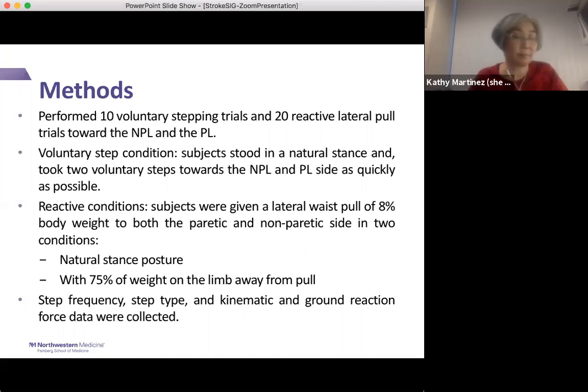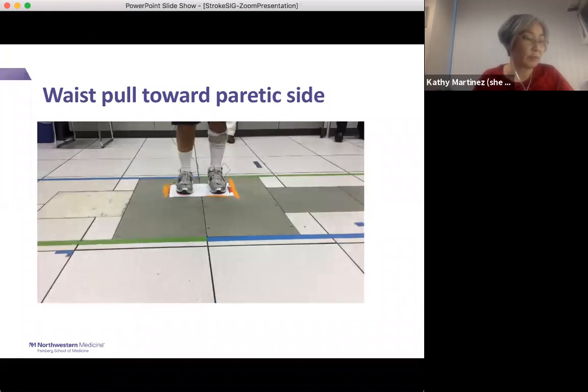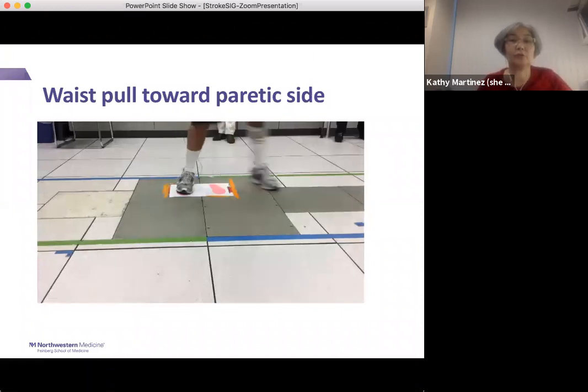In the reactive step conditions, subjects were given a lateral waist pull perturbation of 10% of their body weight to both the paretic and the non-paretic side in two conditions: natural standing posture and with 75% of their weight on the limb away from the pull. Step frequency, step type, kinematic, and ground reaction force data was collected. Here is a video of one stroke subject's reactive step to a pull towards the paretic side.